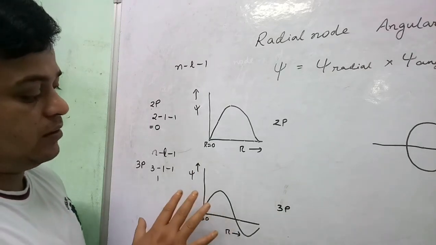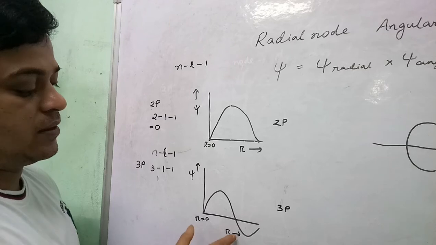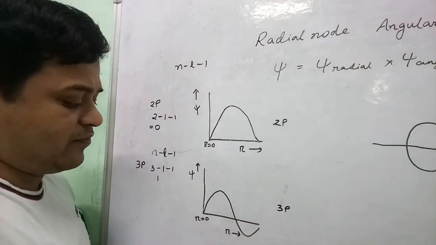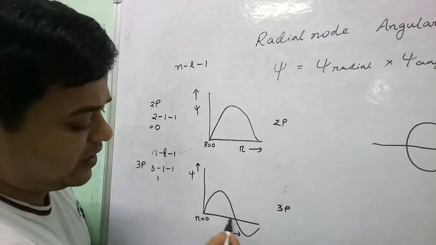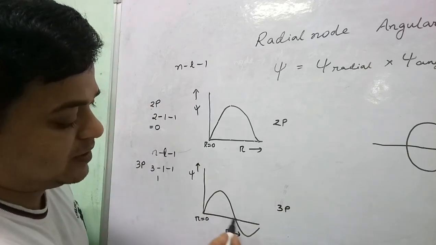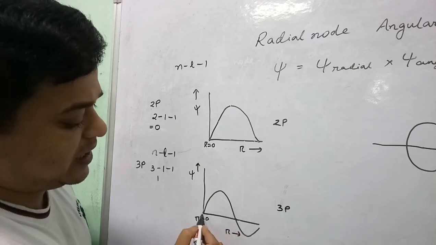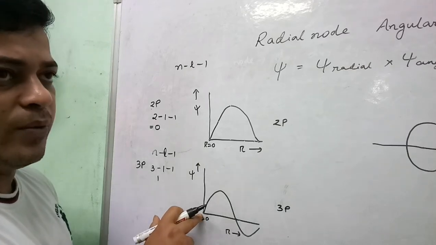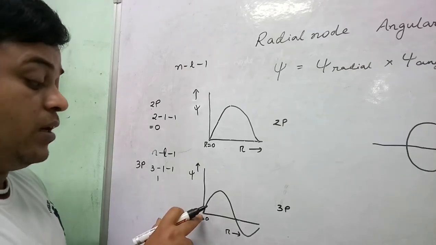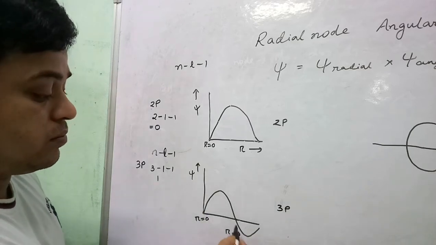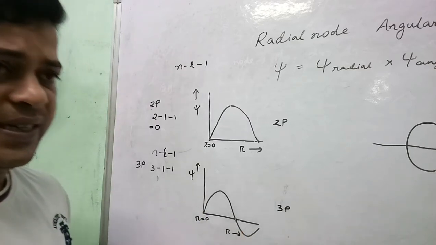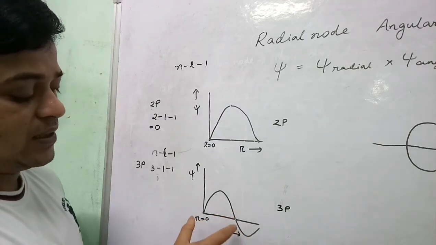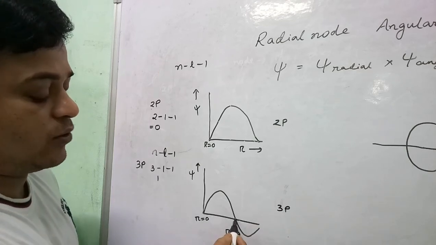If we plot a graph between wave function and radius for 3p orbital, we will get a graph like that. From this graph, we have 2 points where wave function becomes 0. Here the wave function is continuous, but at this point the wave function is not continuous. Therefore, although at this point the probability of finding an electron is 0, this point is not a node. But at this point, the probability of finding an electron is 0, that means wave function becomes 0, and also the wave function is continuous at this point, therefore this represents a node.